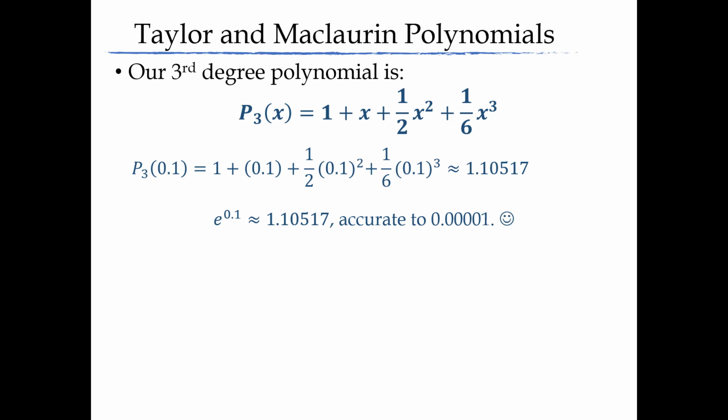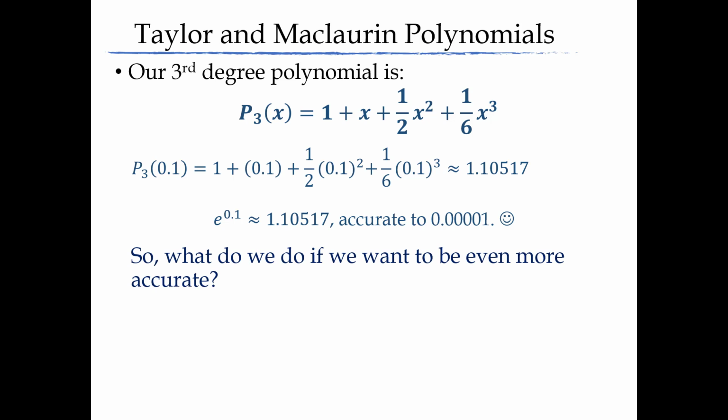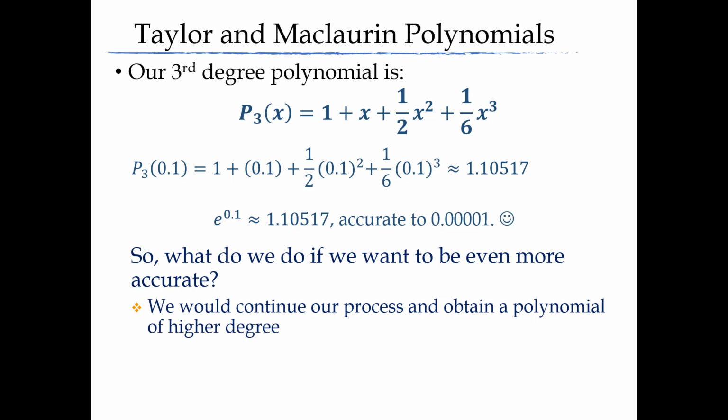And this polynomial that we just created is called a Taylor polynomial. More specifically, in this case, it's called a Maclaurin polynomial. And we'll talk about the specifics of that in a second. So what do we do if we want to be even more accurate? Of course, we just get a higher degree polynomial. The higher degree our polynomial is, the more accurate our estimate is. Imagine if we could just get an infinite degree polynomial. In that case, we're going to get an exact value rather than an approximation.